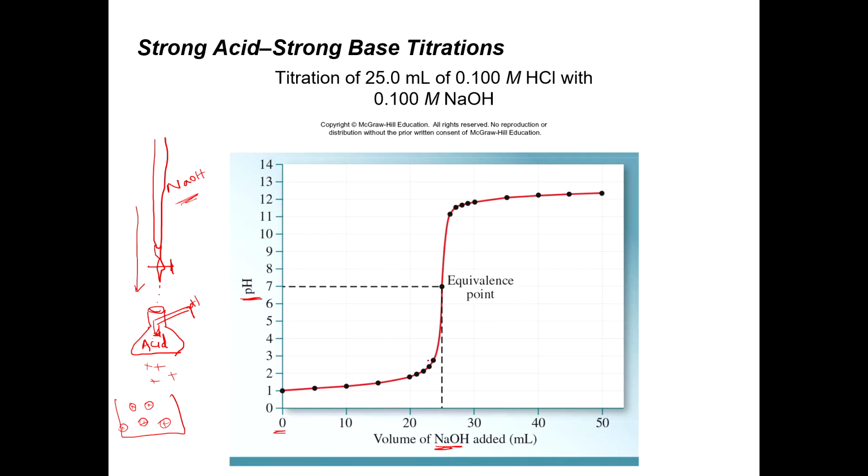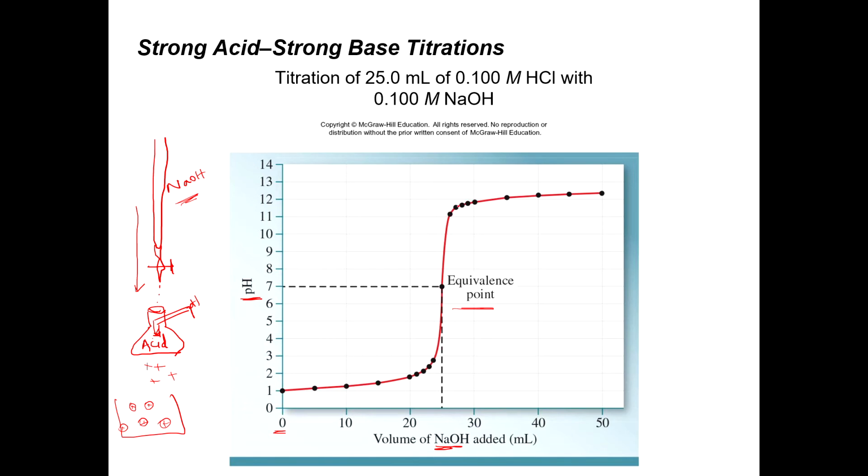That's the equivalence point. And then you need to take half of this, and when you extrapolate on both sides, that will be your equivalence point, where the concentrations of acid and base are equal. So you have an equal number of acid molecules and base molecules in the solution. So that's your equivalence point.